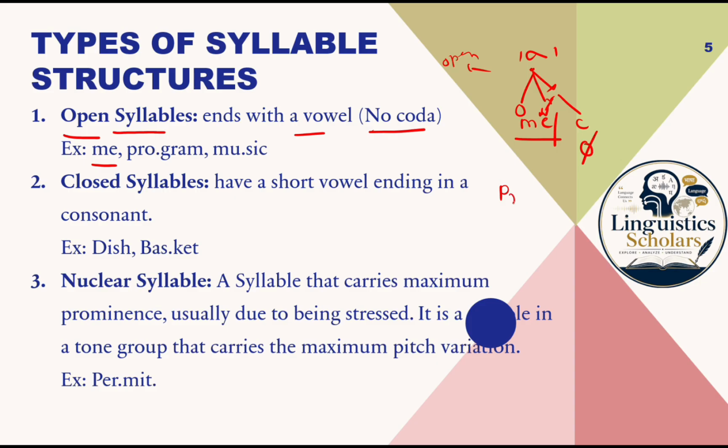Okay, as in pro. Let's say pro. If you look at the syllable pro, in the onset you have p and r, and in the rhyme the nucleus you take is o, and in the coda you have null. So these sorts of syllables, where the syllable ends with a vowel, are called open syllables. And then closed syllable. As you can see, dish.